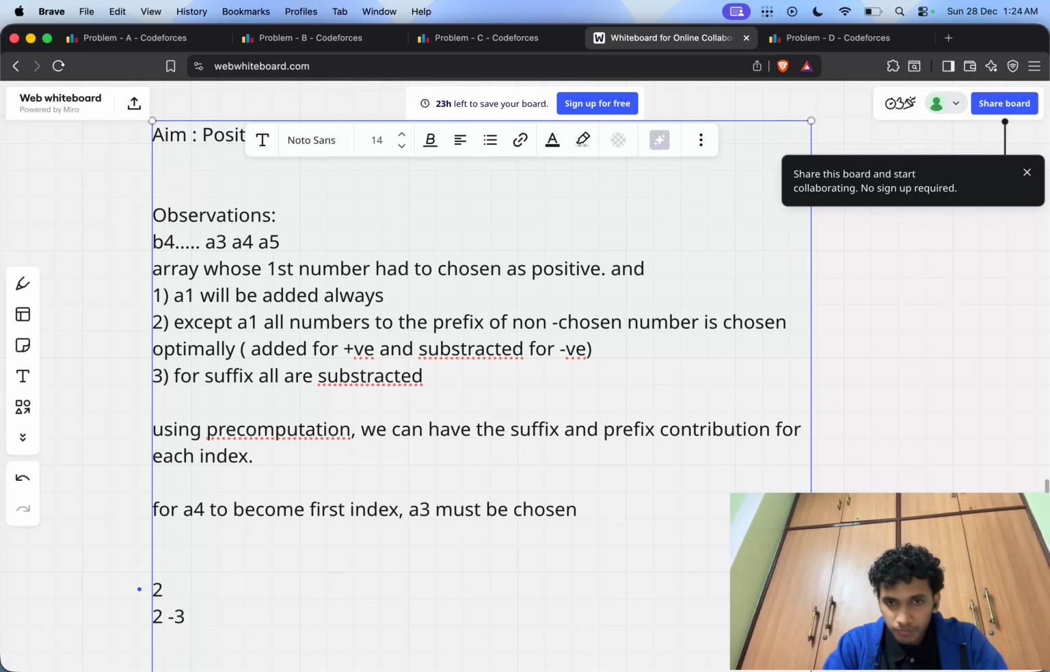Alright. So iterate over each index. Let's say that index was the one that is not to be chosen. Compute the value that we get by choosing that particular index as the answer. And then the max of all the answers among all the chosen values is our answer.